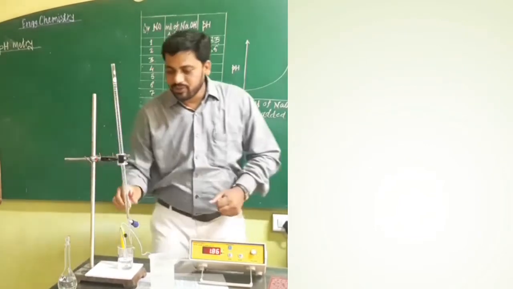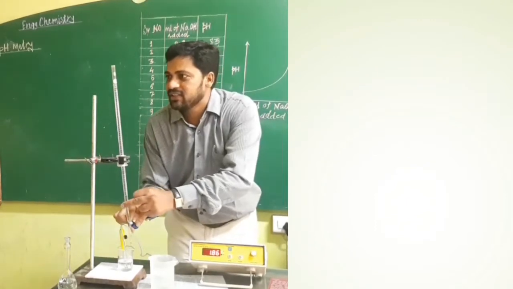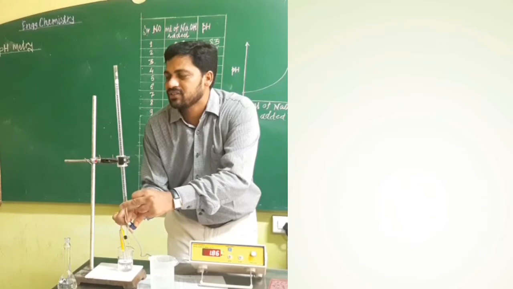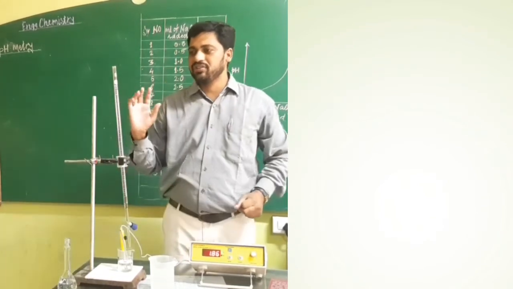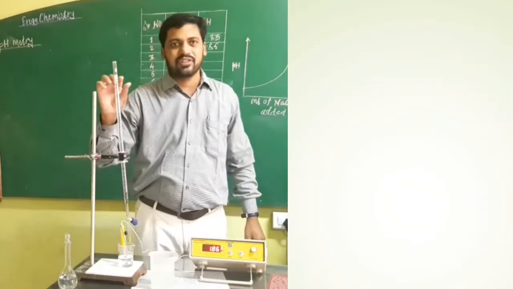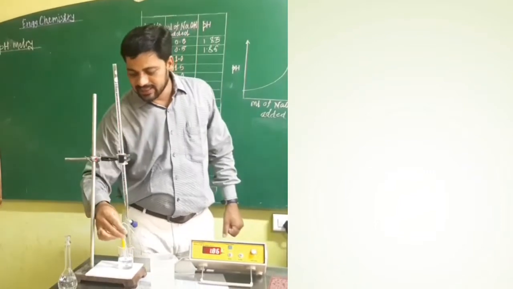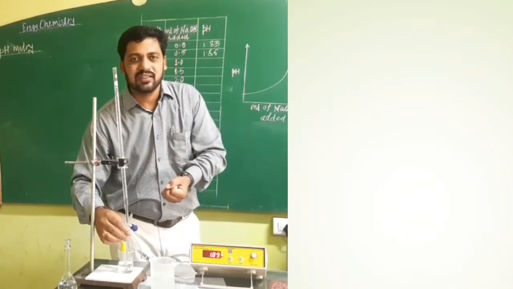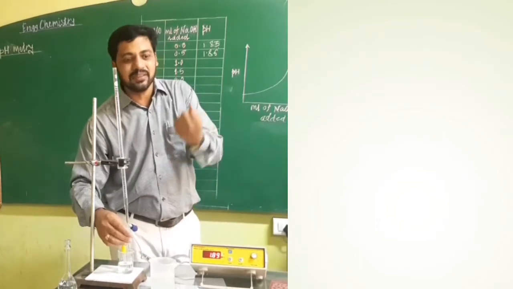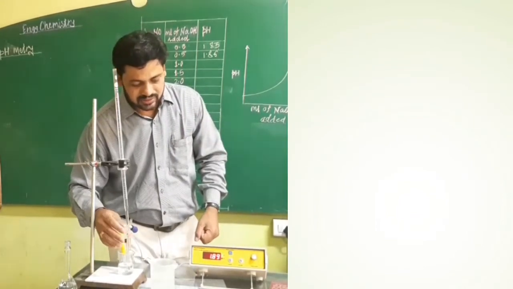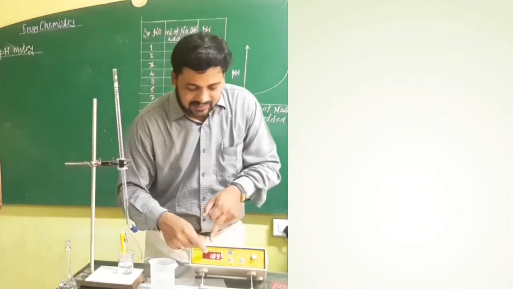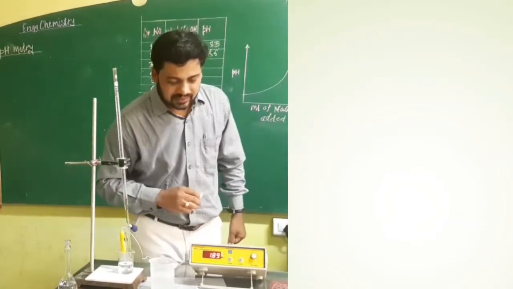Next we add the next 0.5 ml fraction of NaOH, a total addition of 1 ml. Again we expect it to consume H plus ions from the solution, and because of that consumption there is an increase in pH value. You can notice on the screen again there is an increase in pH value. It is 1.89.